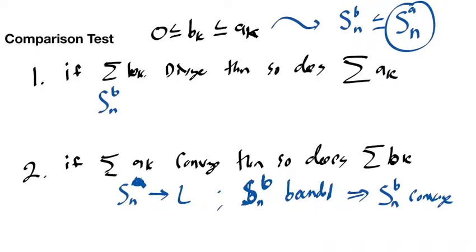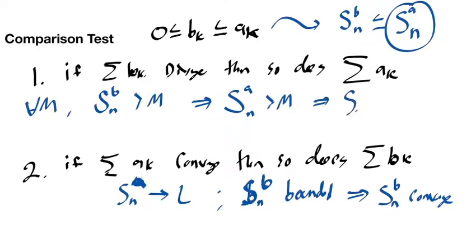If those partial sums of the B terms diverge, then that means they're larger than M for any M value. But then that would mean that the partial sums of my A values are also bigger than that M, so that implies that the A's must diverge. So you can just kind of see that what we know about partial sums connects these two things together and makes them work.